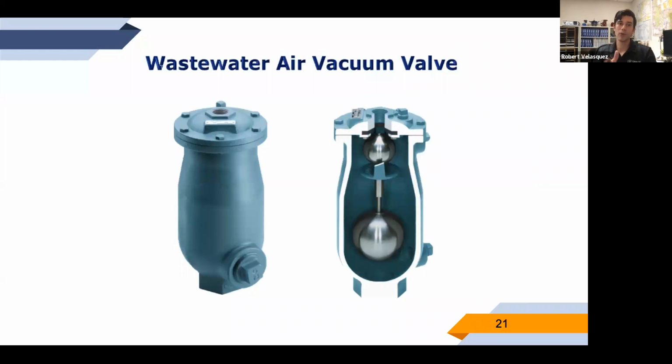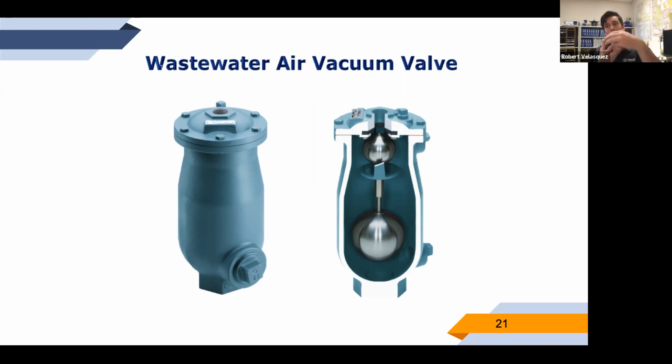This is an example of a wastewater air vacuum valve. And so it's the same principles where I've got a ball that's floating on the water, but with all of our air valves for wastewater, we want to keep the wastewater away from our orifices. If that orifice up there gets clogged, then the valve will no longer function.